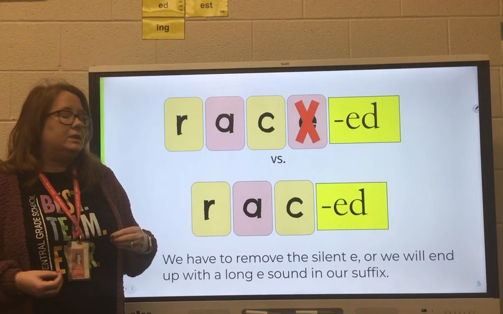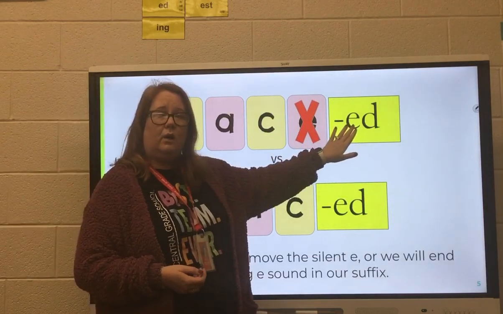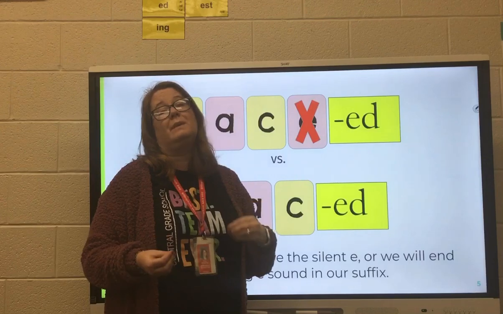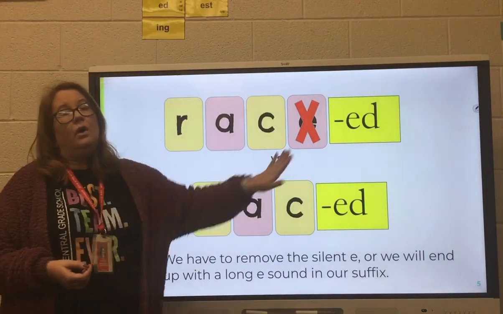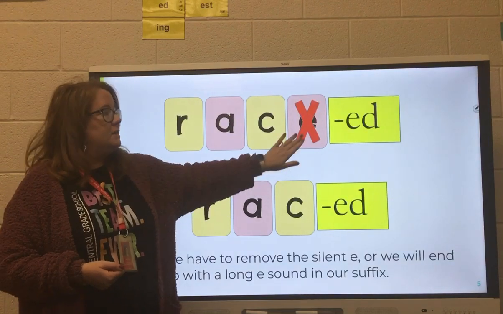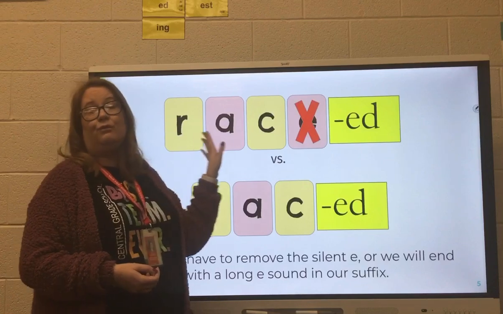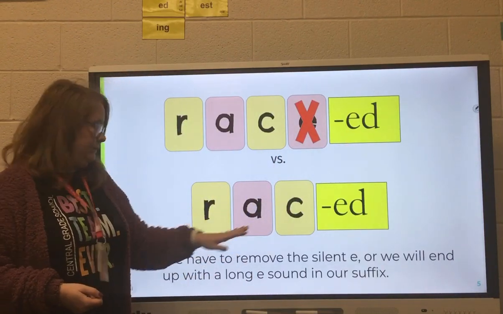We need to do it this way because otherwise we would have two E's in a row. And we know in English when we see two E's in a row, it's going to make the long E sound. So if we don't drop that final E when we're adding our suffix, we're turning that vowel into a long sound and we would have "raced" instead of "raced".